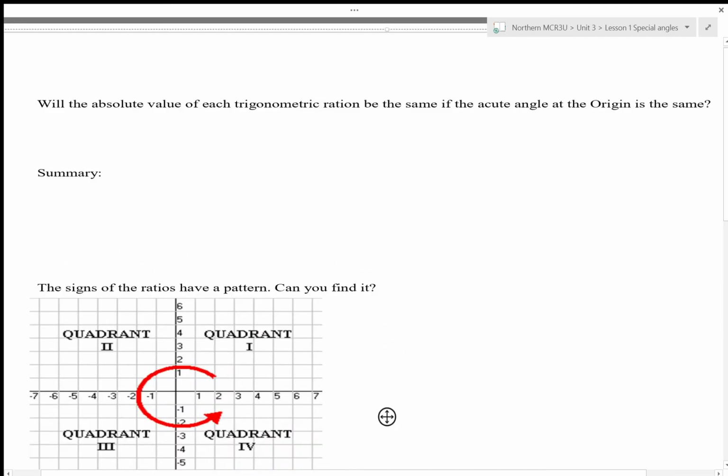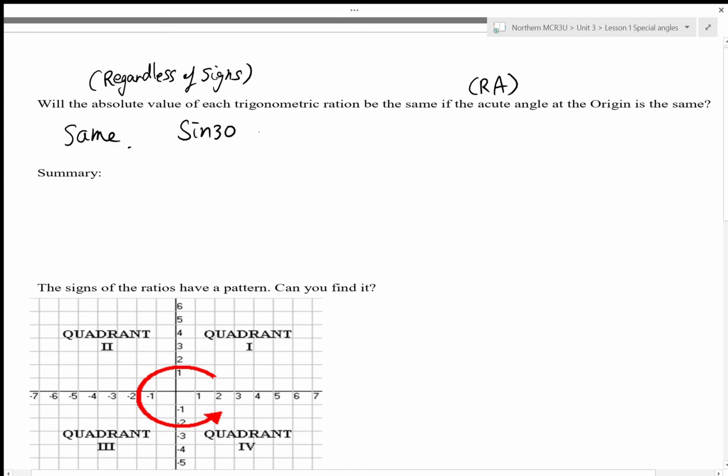Now, so here then will the absolute value, meaning regardless of signs, of each trigonometric ratio be the same if the acute angle, which is the reference angle, at the origin is the same? Yeah, same, right? Remember that sine 30 and sine 150, sine 210, sine 330, their absolute value, meaning regardless of the negative sign, the value itself was the same, right?